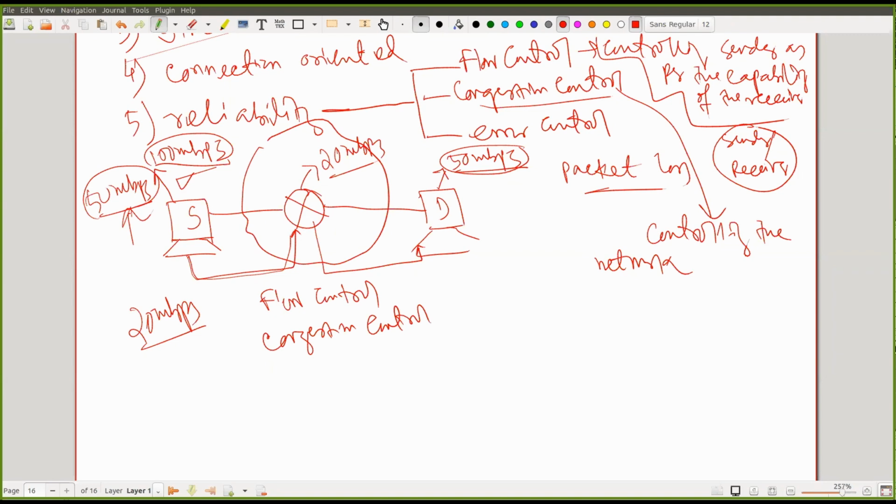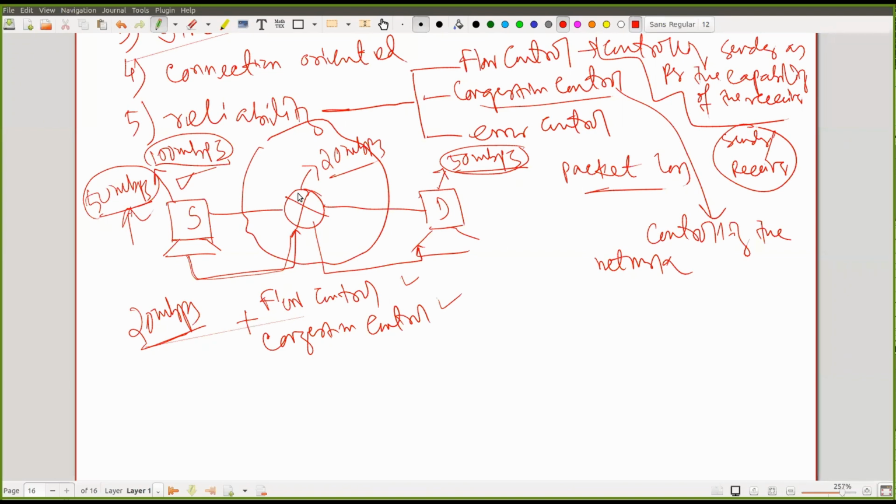So applying flow control plus congestion control, the packet is traveling. I have made it 20 Mbps. The sender is sending 20 Mbps. Network capability is 20 Mbps. Receiver capability is more than 20 Mbps. So in normal circumstances, there is no packet loss.